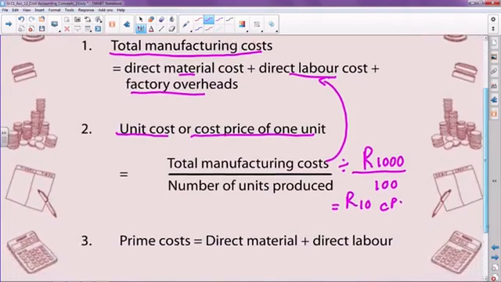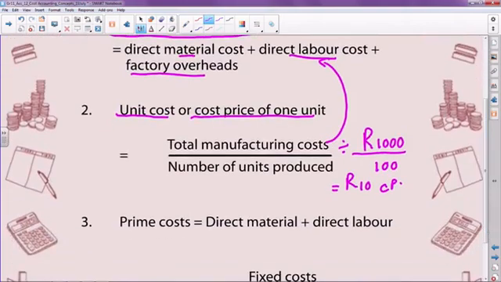Right, third calculation, prime cost. Another word for prime cost is direct cost. So how do we get our direct cost? We're going to take direct material and we're going to simply add direct labor, and that gives us our prime cost.